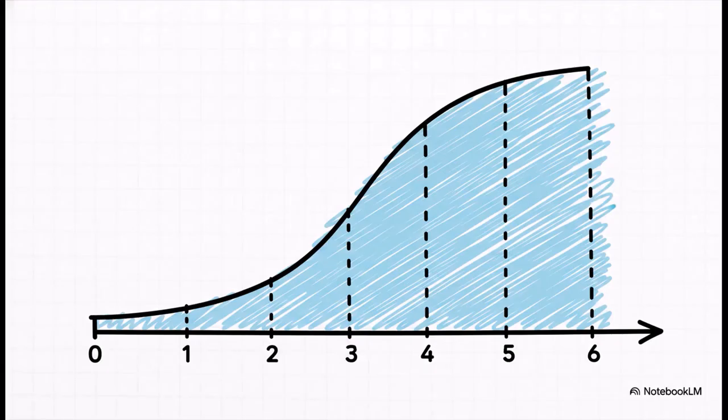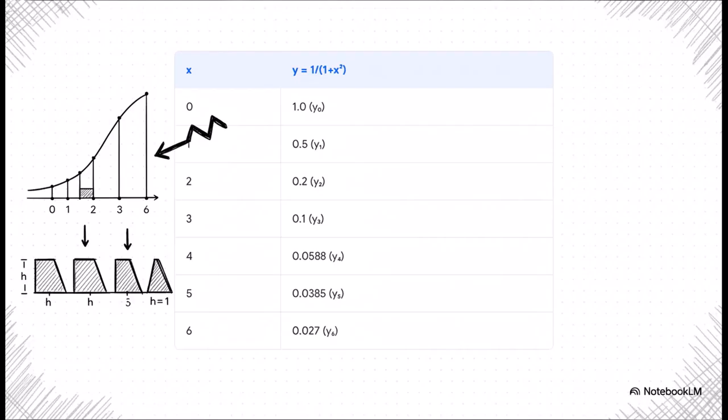Okay, here's our challenge. We need to find the approximate area under this particular curve between x equals 0 and x equals 6. And to do it, we're going to slice this area into 6 equal pieces. So first things first, we need to calculate the height of our curve at each point. Since we're making 6 slices from x equals 0 to x equals 6, the width of each slice, that h value, is just 1. This table shows us the heights, the y values at each of those points. These numbers are basically the sides of our 6 trapezoids.